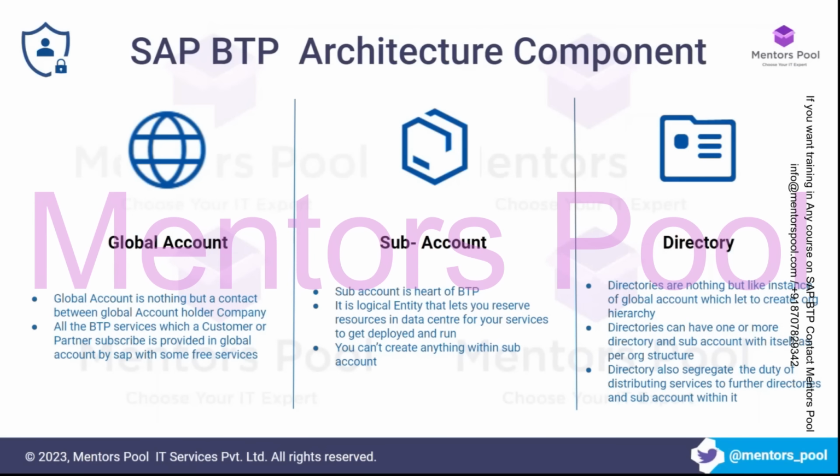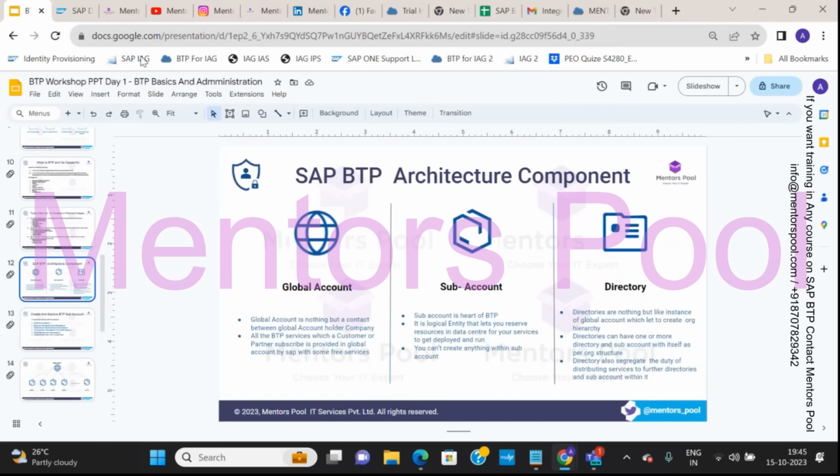Okay, so guys, let's understand the BTP architecture and the main components we have in BTP. Everyone has heard of global account, sub account, directory. These are the main components of BTP. What is a global account? A global account is nothing but a contract between you and SAP.